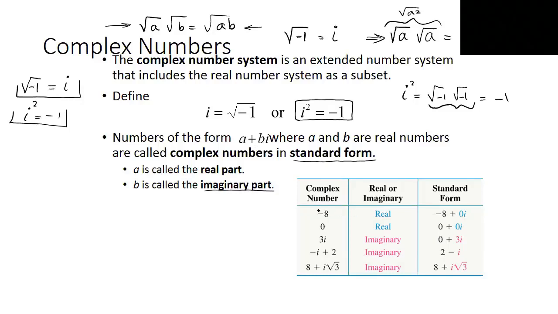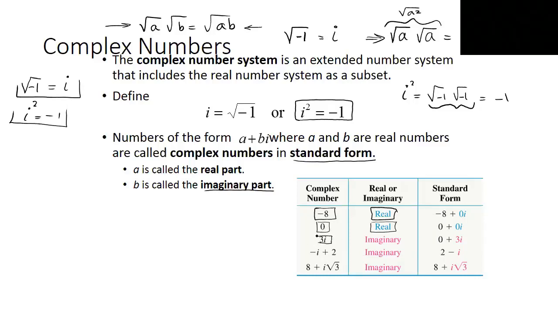So if I have the number -8 and I want to write this in standard form, it doesn't look like I have any i in there. So we only have real numbers there. So this would be -8 plus 0i. The reason we don't have any complex number there is because its coefficient is 0. 0 is also a real number. If I want to write 0 in terms of the standard form, I would write it as 0 plus 0i.